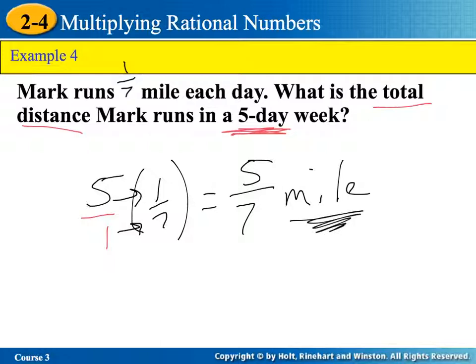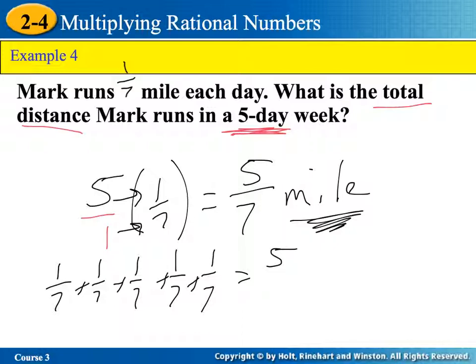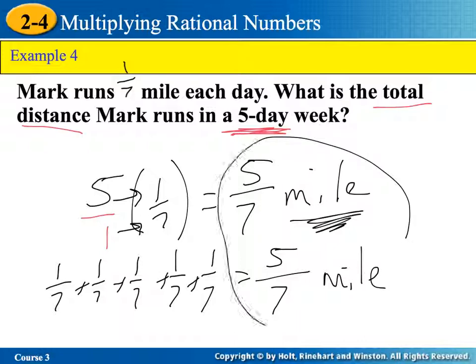The other way we could do it is if I have 1/7 each day for 5 days, I could take 1/7 plus 1/7 plus 1/7. You get my drift, plus 1/7, but I'm going to still do it anyways, plus 1/7. Adding straight across, 1 plus 1 plus 1 plus 1 plus 1 is 5, over 7, 7, 7, 7, 7, which is 5/7 of a mile. Okay? Either way, same answer. You could multiply or you could add. Multiplication is just repeated addition.